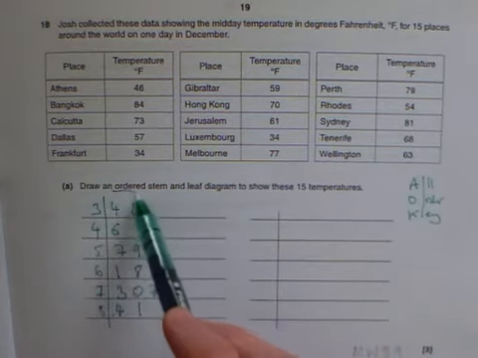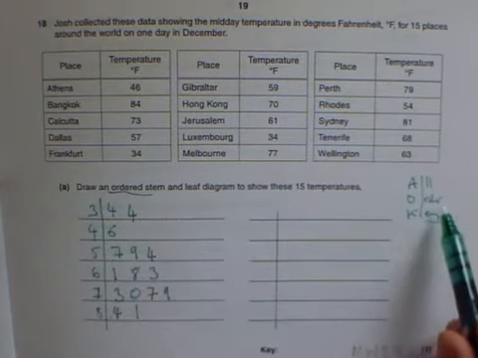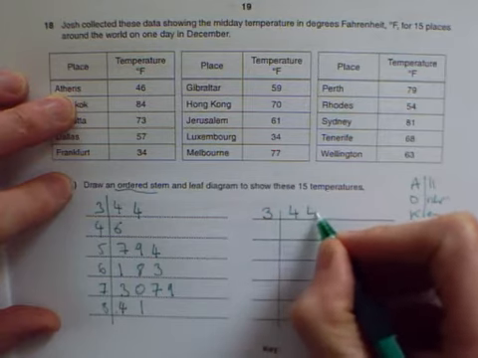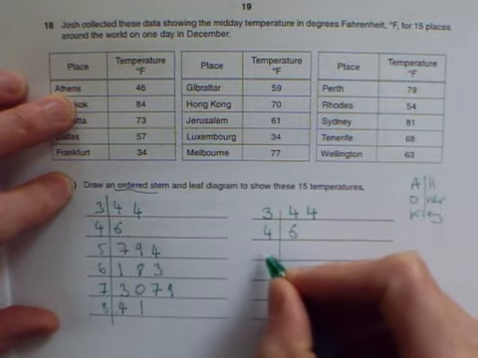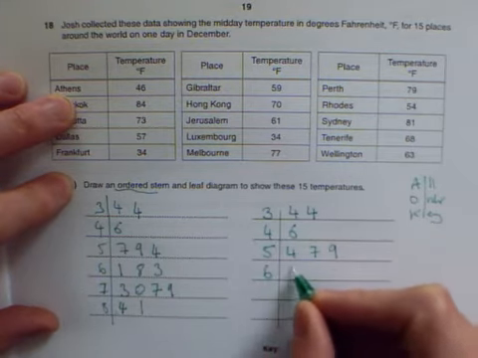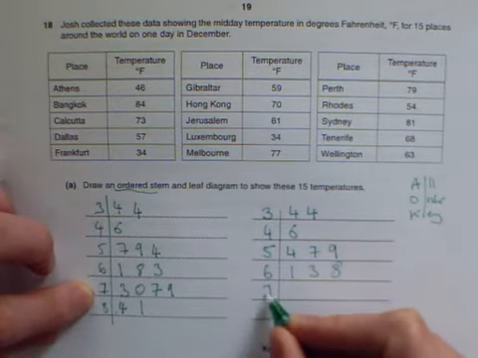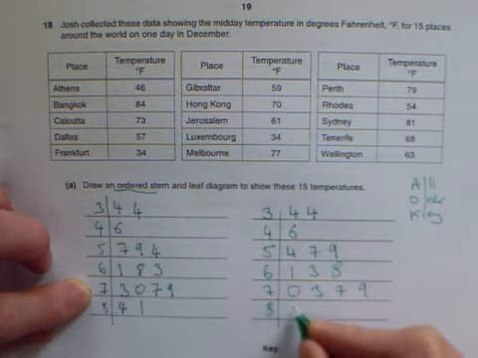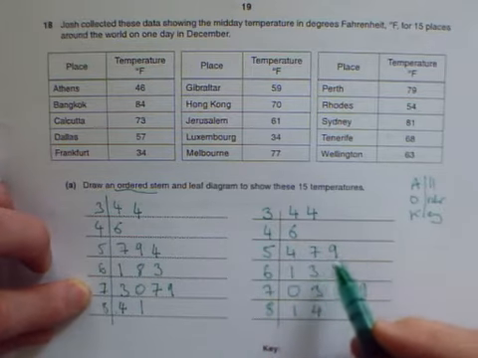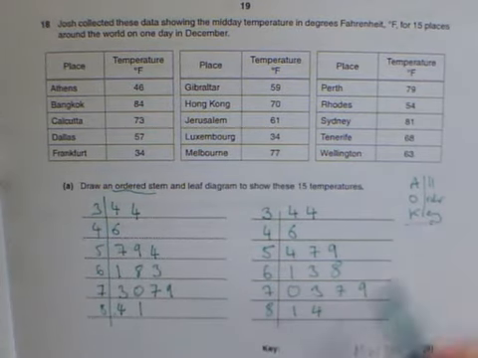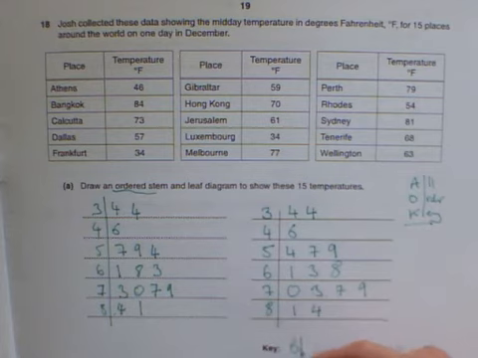Stem and leaf's there. It said an ordered stem and leaf. So I've got to do that now, so recopy it. I'm going to go 3, 4, 4, 4, 6, 5, 4, 7, 9, 6, 1, 3, 8, 7, 0, 3, 7, 9, 8, 1, 4. Just check again. 1, 2, 3, 4, 5, 6, 7, 8, 9, 10, 11, 12, 13, 14, 15. Still got all my data. Should be finished. Whoops. Key. Pick any number in there. I'm going to go for 6 stroke 1 is 61 degrees Fahrenheit.